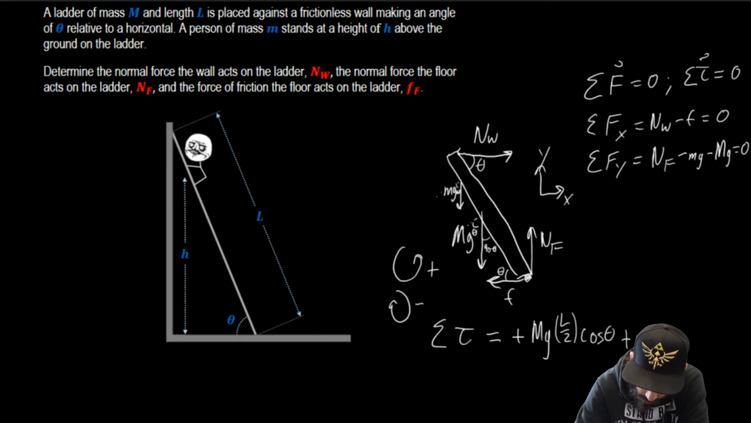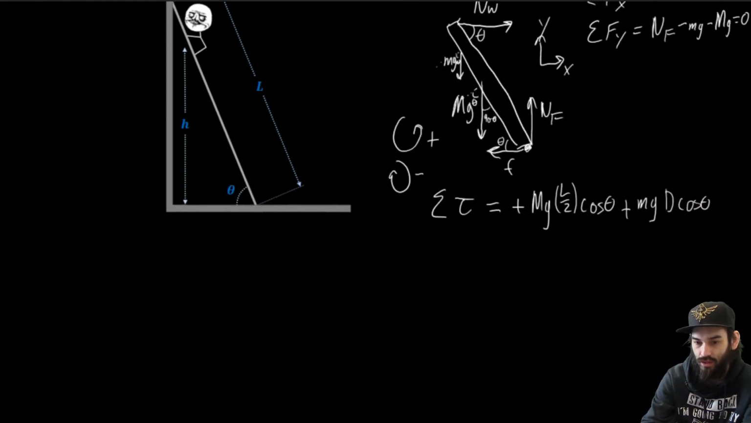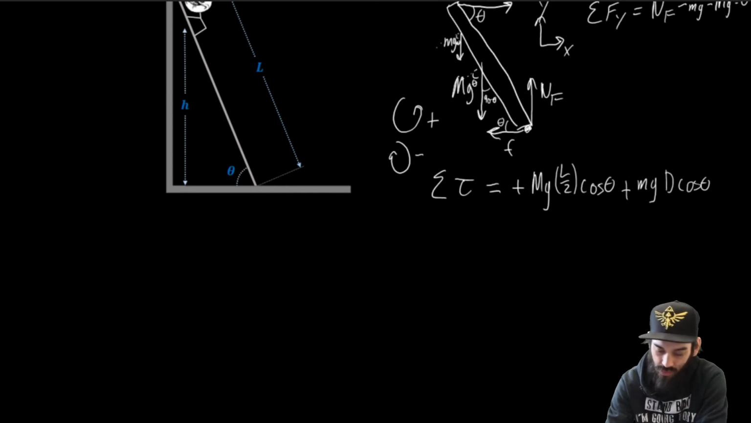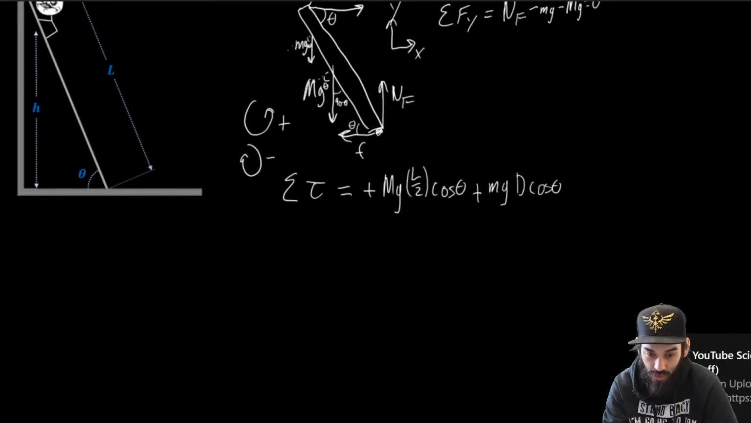Likewise, when we're doing this for our lowercase mg, we're going to see that this is going to be plus lowercase mg times some distance that we don't know yet. So let's just call that some distance, capital D, times cosine of theta. And then the last term, so let's slide this over.